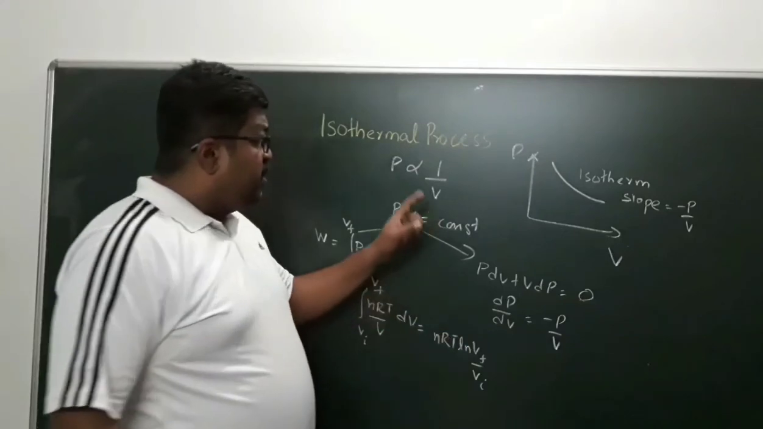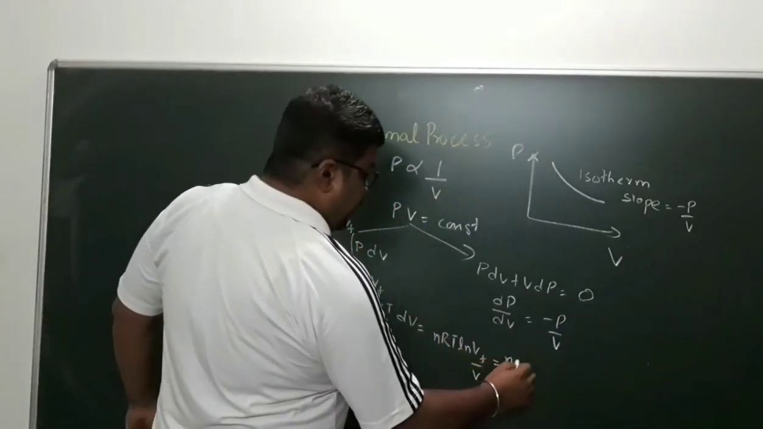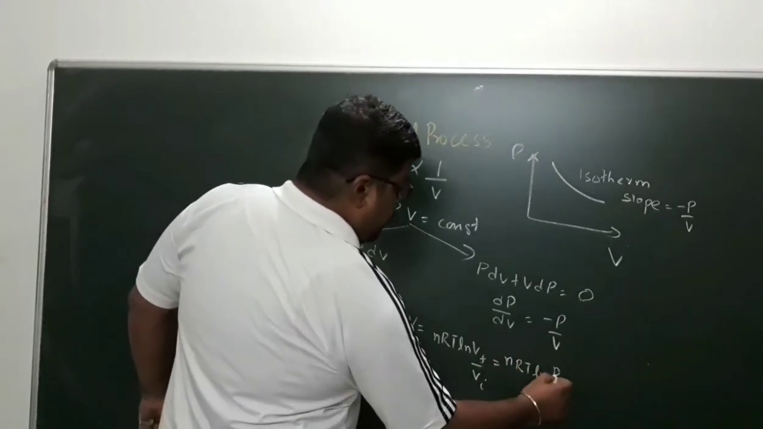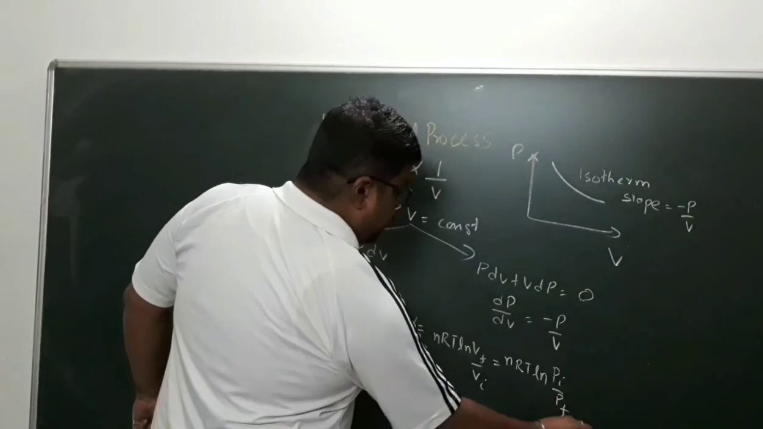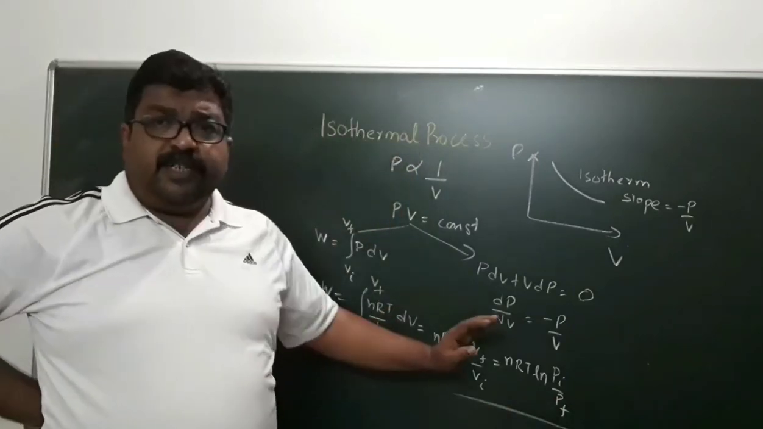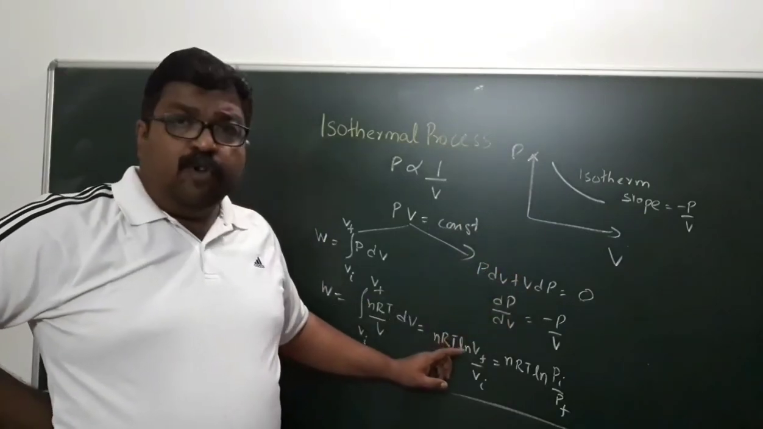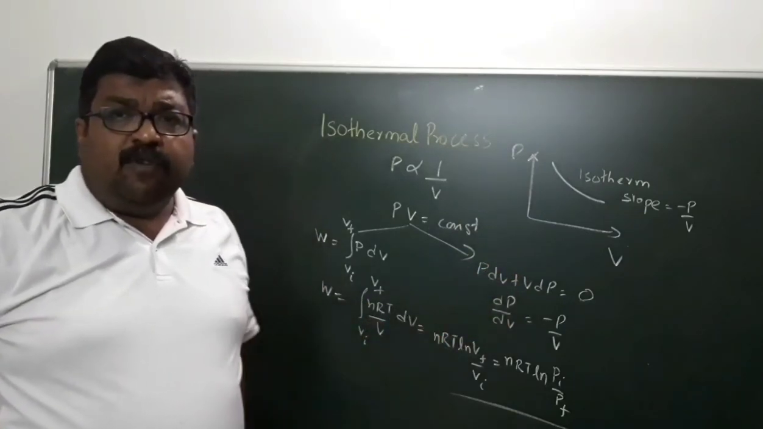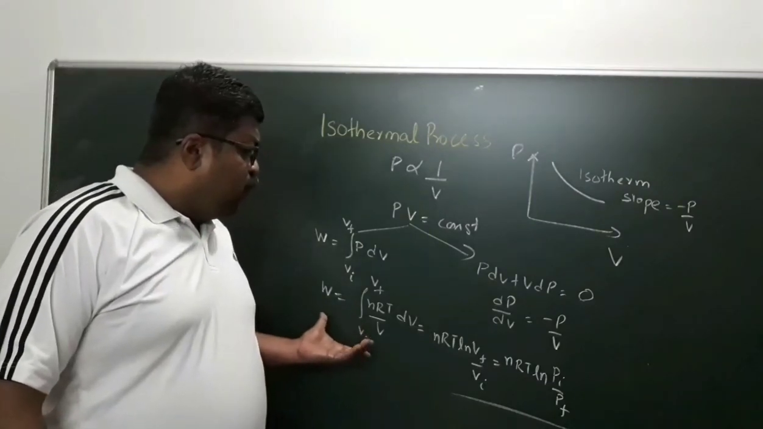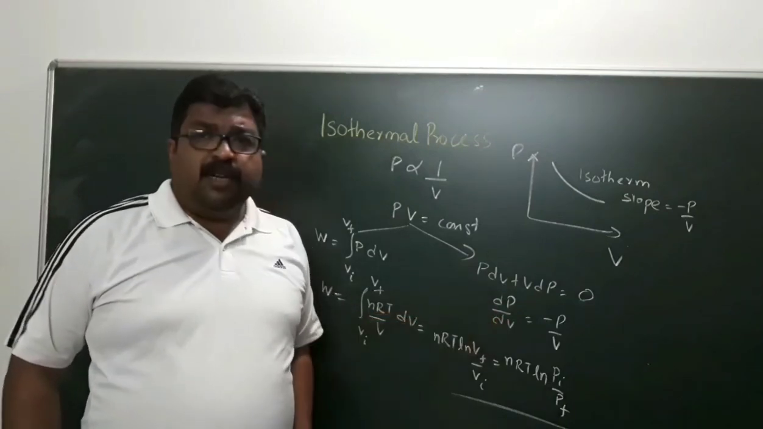Now pressure is inversely proportional to volume. So in terms of pressure, this can be written as nRT ln Pi by Pf, that is the natural log. So if work done is in terms of pressure, it will be initial pressure by final pressure. In terms of volume, it will be final volume by initial volume. This you must not forget. Okay. So this is the expression for work done, and this is the slope for an isothermal process.